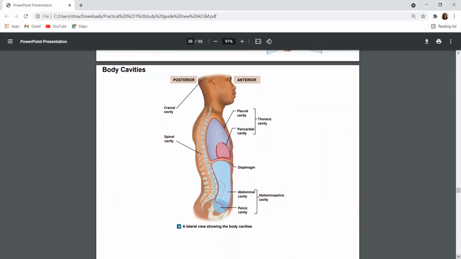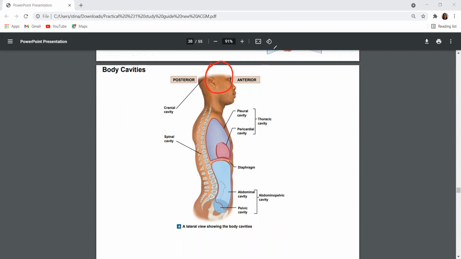Body cavities, you have several body cavities you need to know. Cavity is just a space. So the first body cavity we're going to cover is cranial cavity. So the cranial cavity is going to be up here in the cranium or in the head, where I'm drawing the red circle. That's where your brain is going to go. So that's called your cranial cavity.